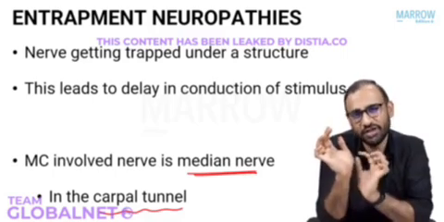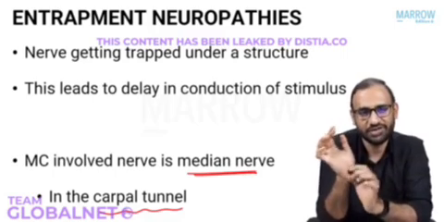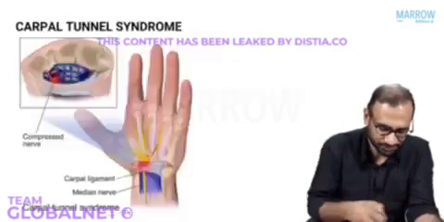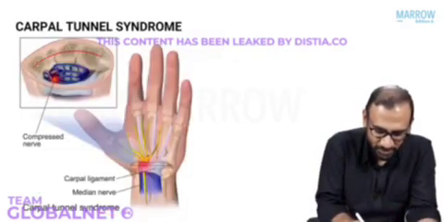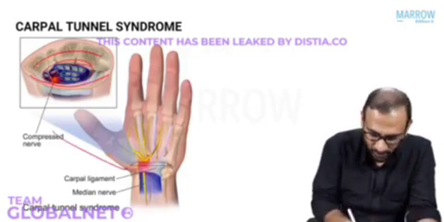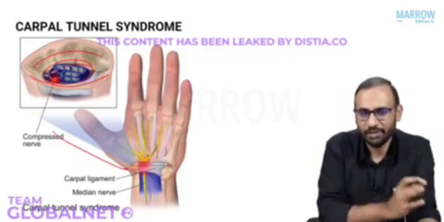And around that you have your carpal bones. So that tunnel is known as carpal tunnel. Let me show you. So these are your carpal bones, and this is your flexor retinaculum, and this tunnel is carpal tunnel. And this is where your median nerve will get entrapped.